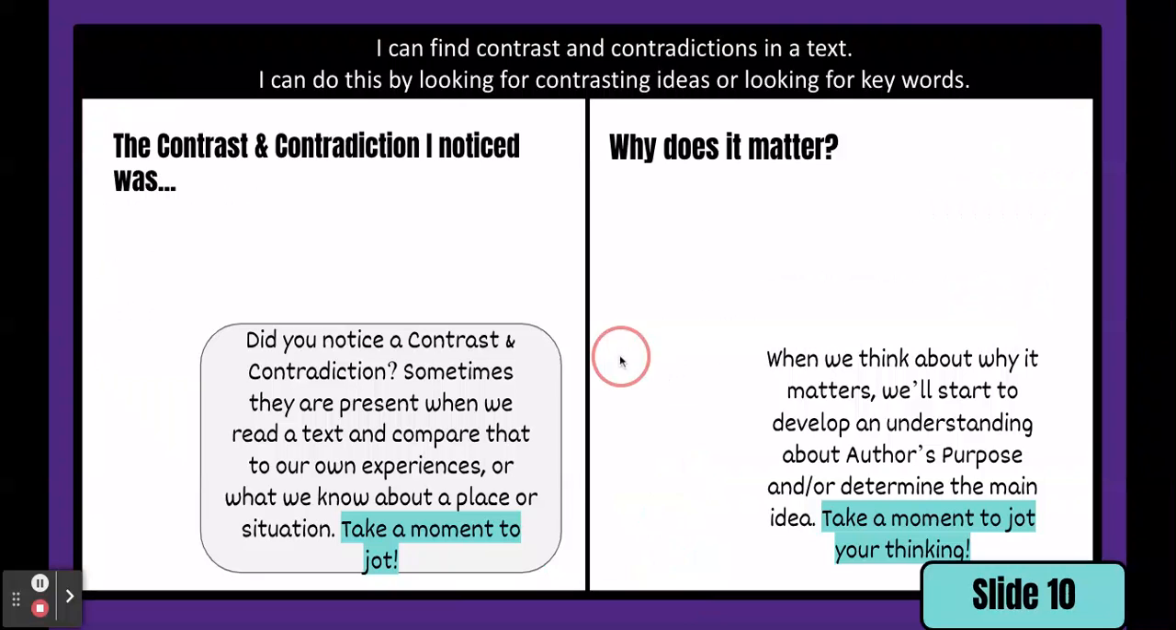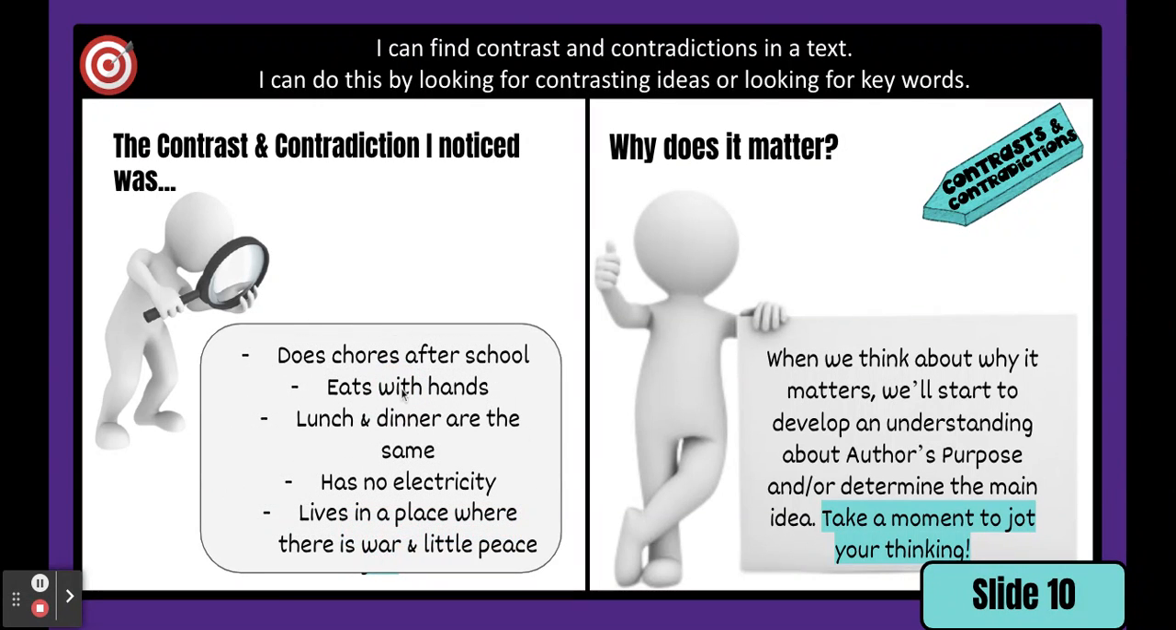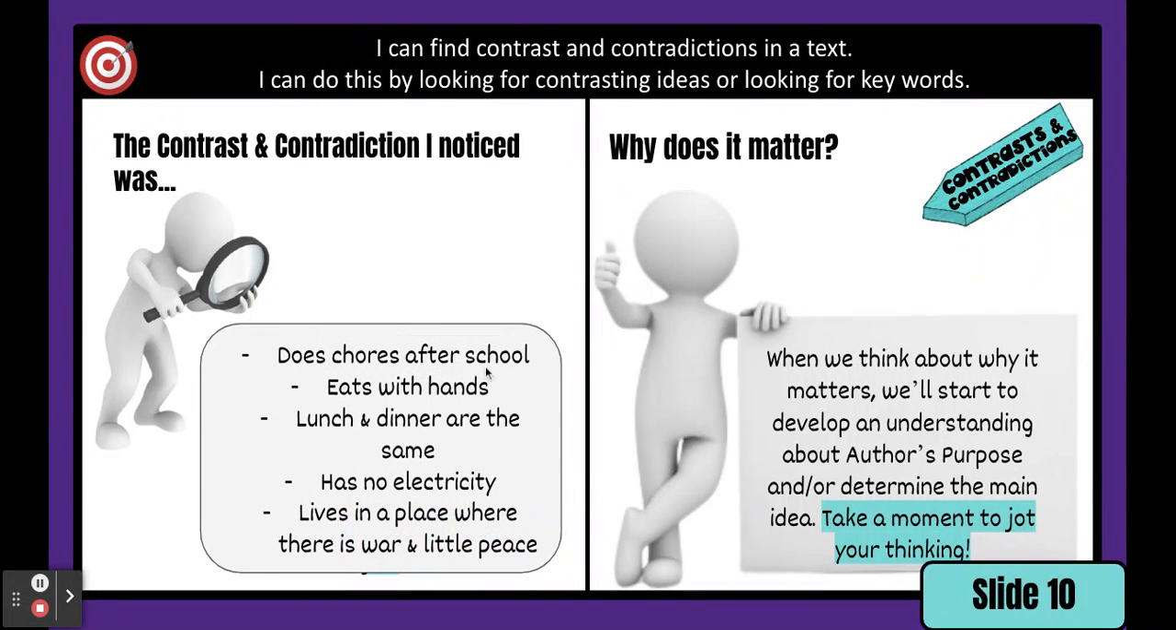All right. So, let's think about the contrast and contradiction that I noticed. Think about what contrast and contradiction did you notice? Sometimes I notice that they're present when we read a text and compare that to our own experiences, right? So what I noticed is that she does chores after school, she eats with her hands, lunch and dinner are the same. She has no electricity. She lives in a place where there's war and little peace.